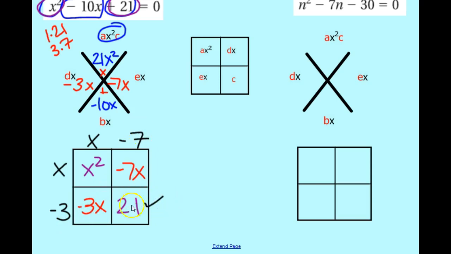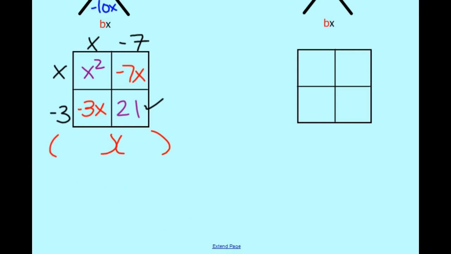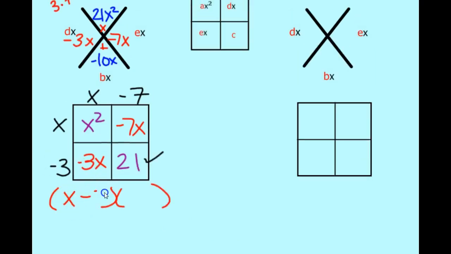And check the last box, does it make sense? A negative times a negative makes a positive. So our answer, our two factors in our parentheses are x minus 7 and x minus 3.